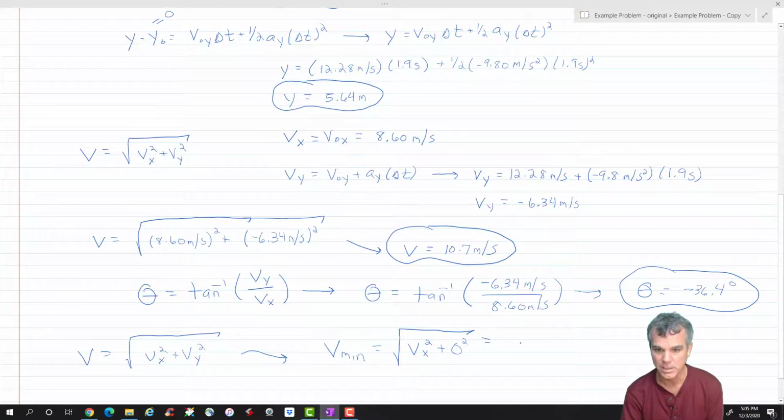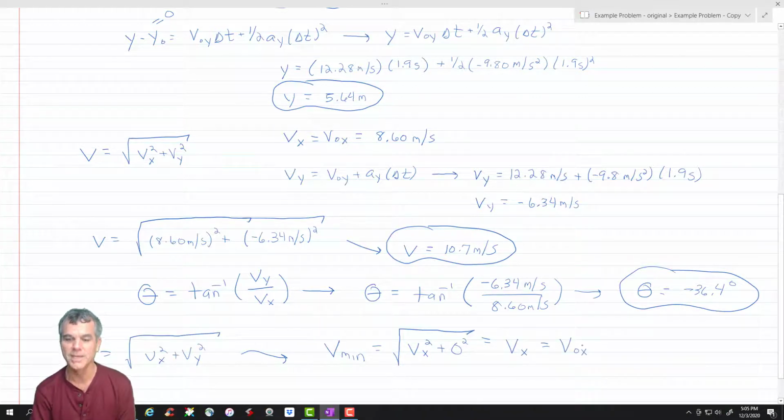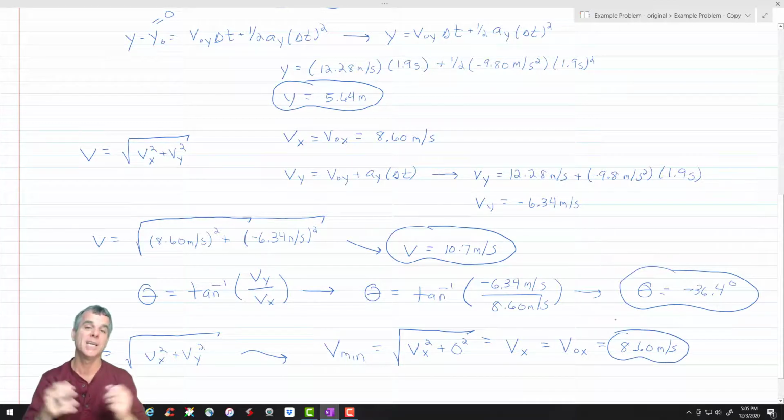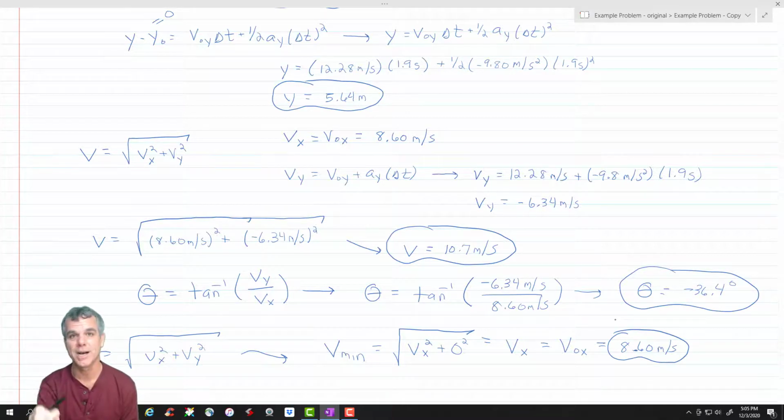So my minimum speed is just the x component of the velocity, which is always going to be equal to the initial velocity in the x direction, which in this case is 8.60 meters per second. So this pumpkin never has a speed less than 8.6 meters per second while it's in the air, and that minimum speed happens at the very highest point when vy equals 0 meters per second for a split second. Well, that is it for this example problem. Let's just take a quick look at the animation and see if our results were correct.